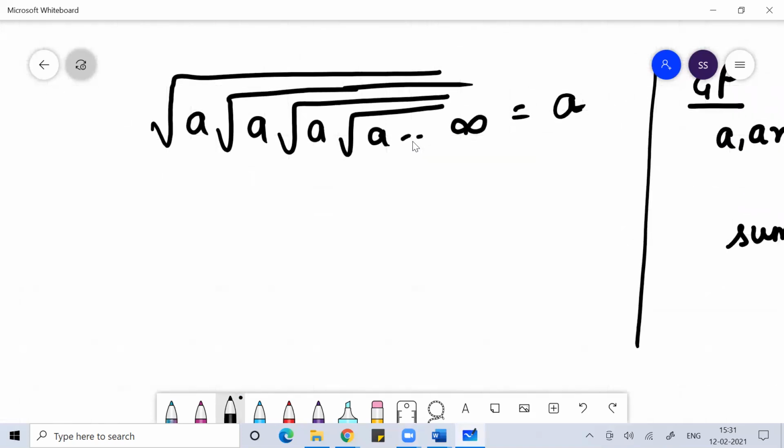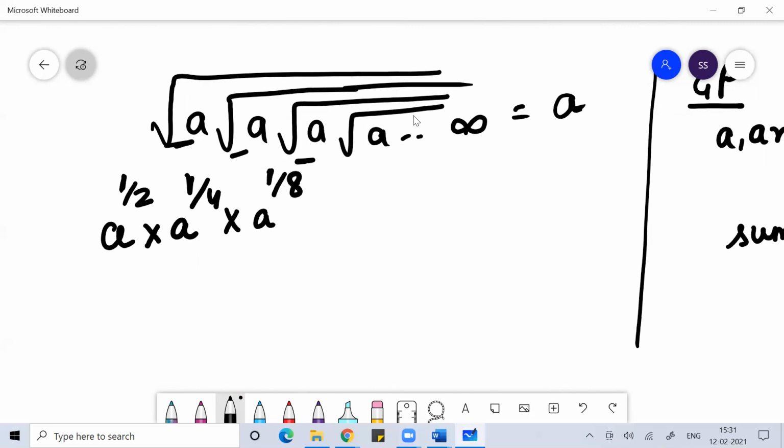I hope you're understanding this. You can write a to the power 1 by 2 into a to the power 1 by 4. This is one square root; under the square root there is one more square root. I hope you're getting this: this is a to the power 1 by 4, into this is a to the power, under the square root one more square root, then one more square root. Like this it goes to infinity, a into 1 by 2 to the power infinity.